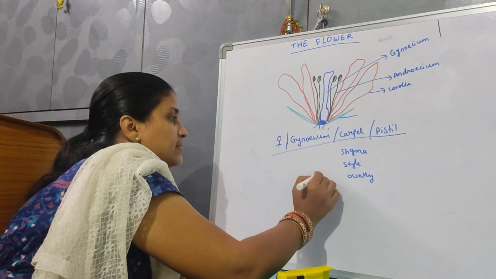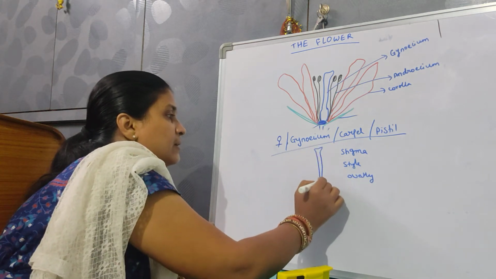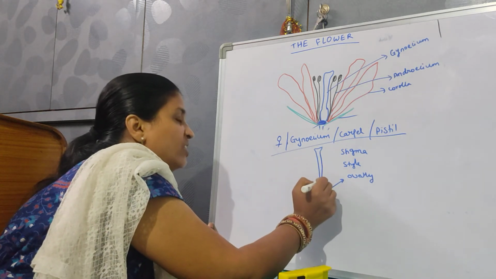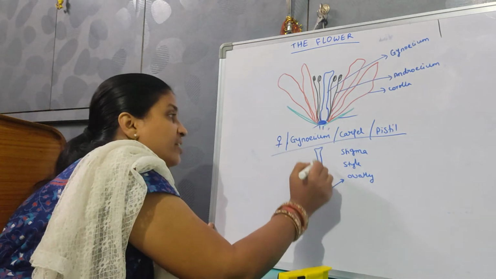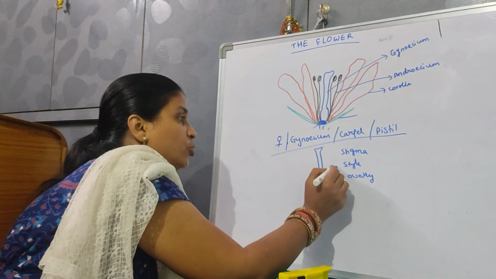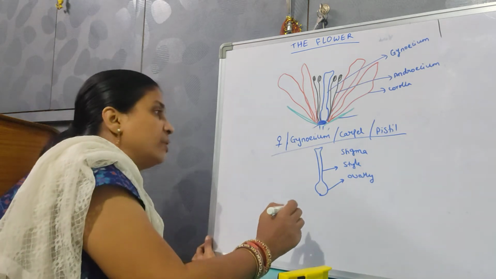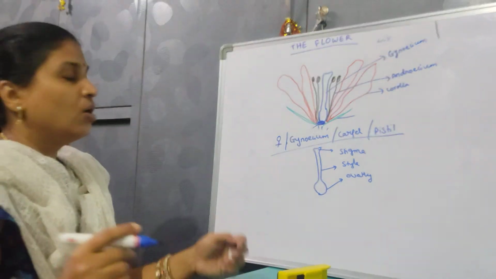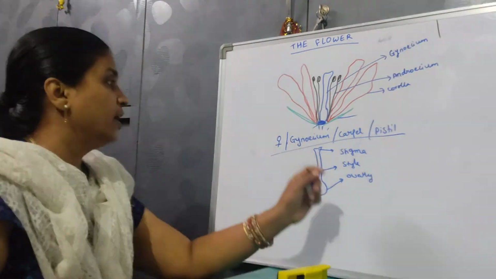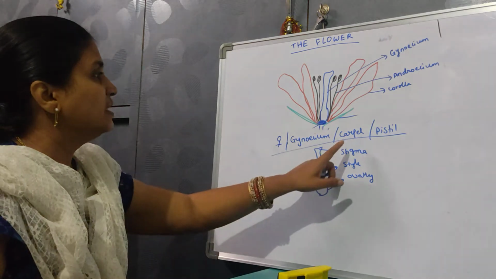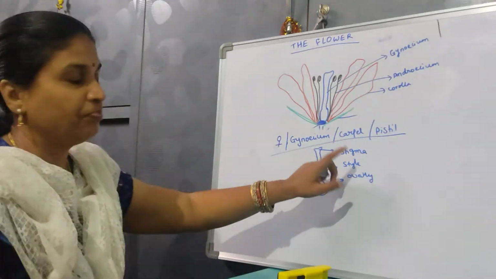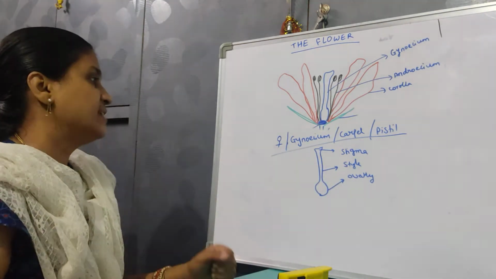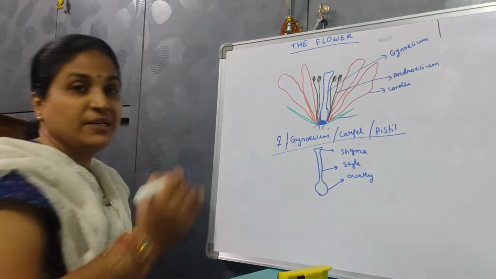Okay, like this. The basal swollen portion is called the ovary. Then the ovary is connected with the stigma with the help of an elongated tube called the style. It connects the stigma and the ovary. The stigma is the receptive surface for the pollen grain. The tip of the carpel, the tip of the pistil, is the stigma. So the stigma and ovary are connected by an elongated tube called the style. These are the parts of the carpel or pistil.